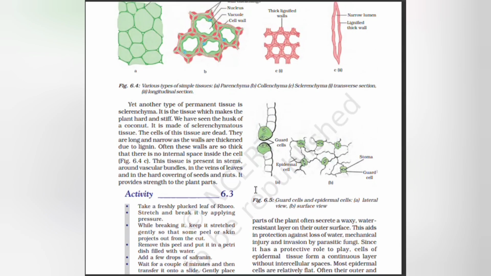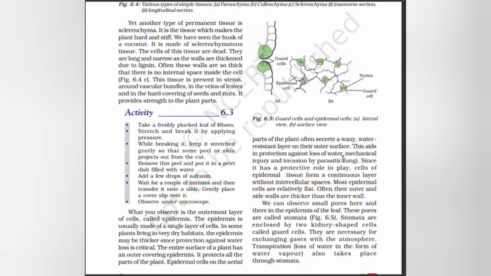Epidermal cells on the aerial parts of the plant often secrete a waxy, water-resistant layer on the outer surface. This aids in protection against loss of water, mechanical injury, and invasion by parasitic fungi. Since it has a protective role to play, cells of epidermal tissue form a continuous layer without intercellular spaces. Most epidermal cells are relatively flat. Often the outer and side walls are thicker than the inner wall.